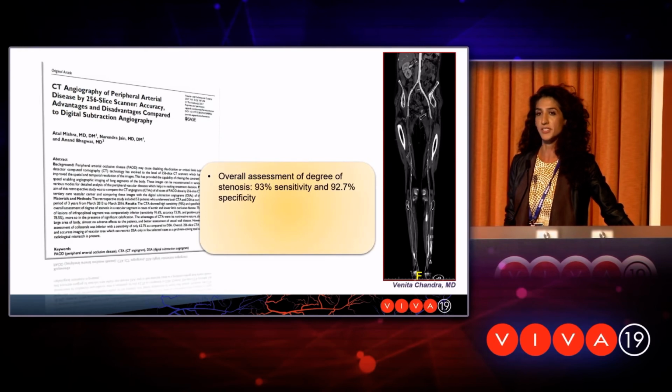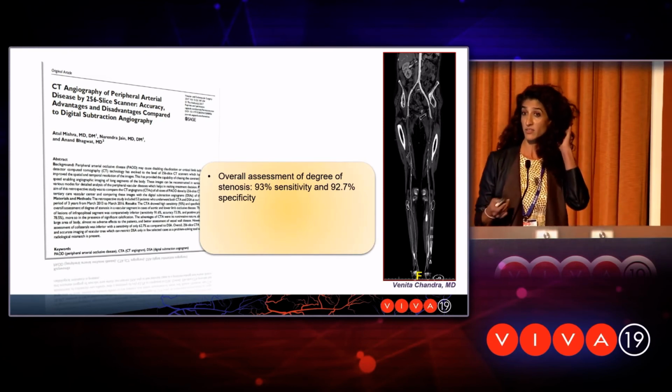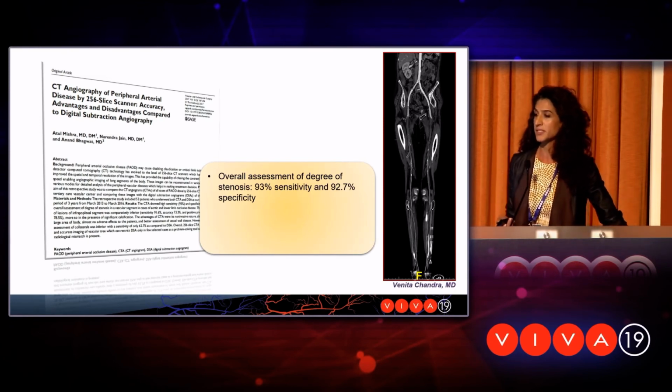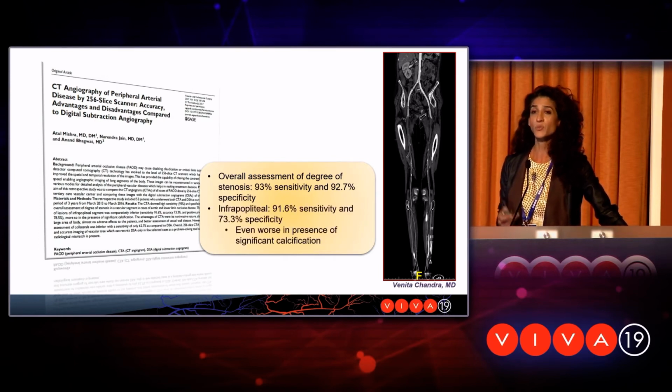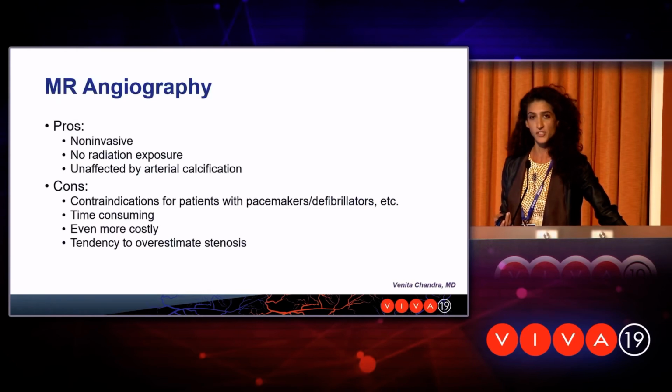This is a modern study, and there have been several meta-analyses of CTAs for the evaluation of patients with peripheral vascular disease with fairly good sensitivity and specificity. This is a more modern study with high-level, sophisticated CT scans, and they show a high level of sensitivity and specificity. However, they do mention that in the infrapopliteal segment, specificity in particular decreases significantly, and is even worse in the presence of significant calcification.